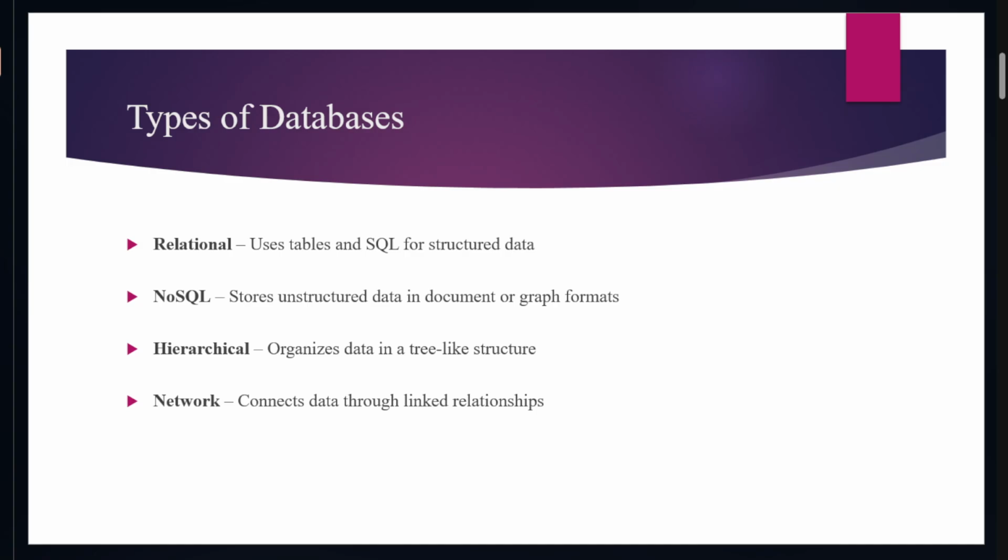Hierarchical databases store data in a tree structure. This model was popular in older systems where data relationships were very one directional. And then finally, network databases expand on that idea by allowing more complex, interconnected relationships between records. Though they're less common today, they influence modern relational and graph systems.